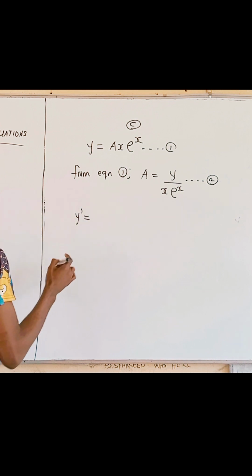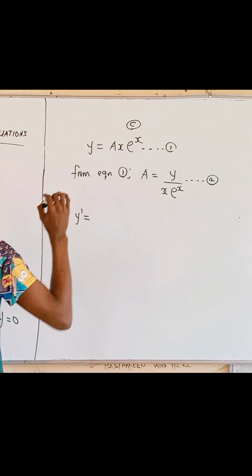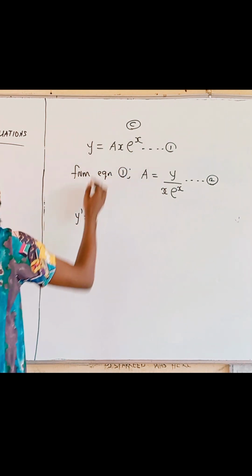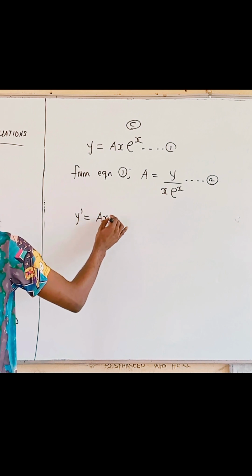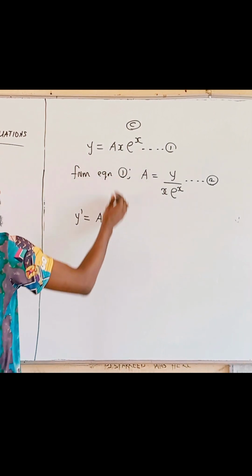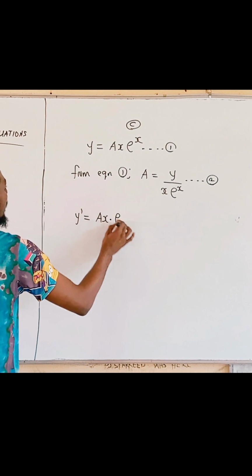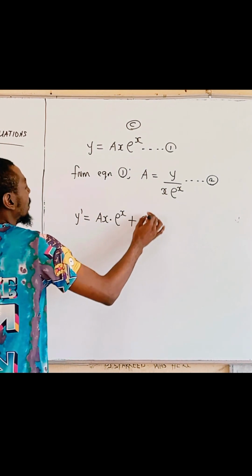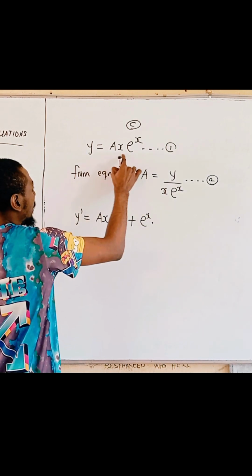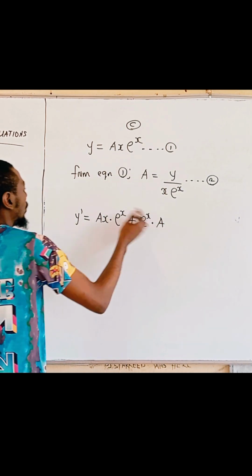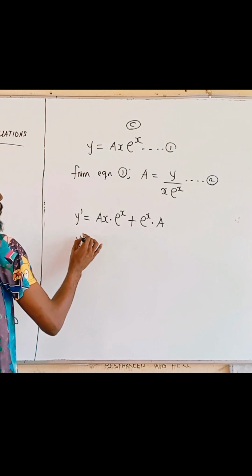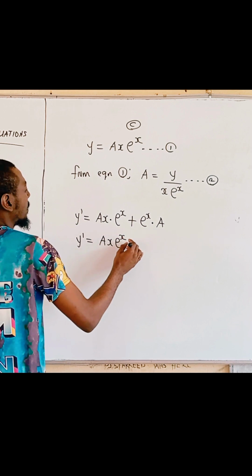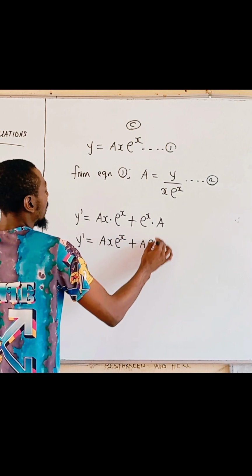The rule of differentiating a product is keep the first function constant. I take the first function as ax, I keep it constant, and differentiate exponential x, which will give me the same thing, exponential x, plus. Now I keep exponential x constant, and I differentiate ax, which will give me a. So bringing it together, we have y prime is equal to ax exponential x plus a exponential x.